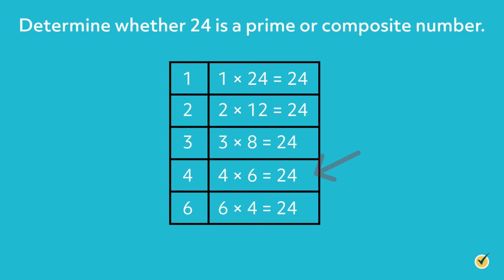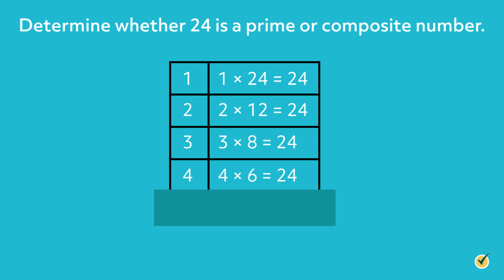But notice that we've already named these numbers as factors of 24, since 4 times 6 equals 24. Repeating factors indicate that there are no more factors of 24, we've already named them all. The factors of 24 are 1, 2, 3, 4, 6, 8, 12, and 24. Since there are several factors of 24, this is a composite number.